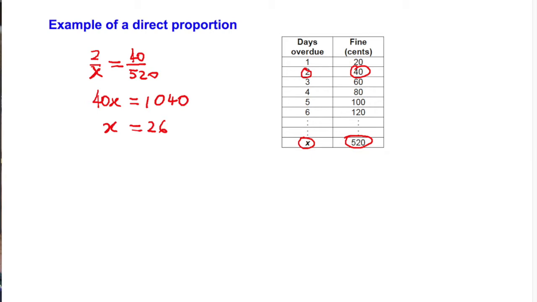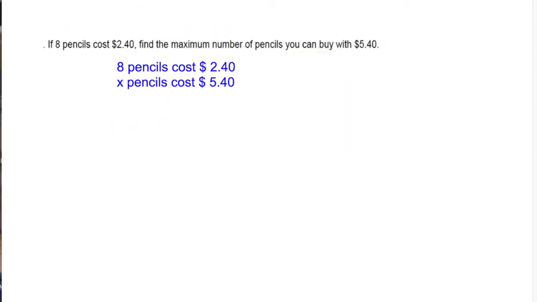We now look at some more examples. In the next example, we have 8 pencils which cost 240. We need to find the maximum number of pencils you can buy with 540. We begin by writing two statements. 8 pencils cost 240 and X pencils cost 540. Again, we are going to form a ratio of the pencils, which will be equal to the ratio of the cost.